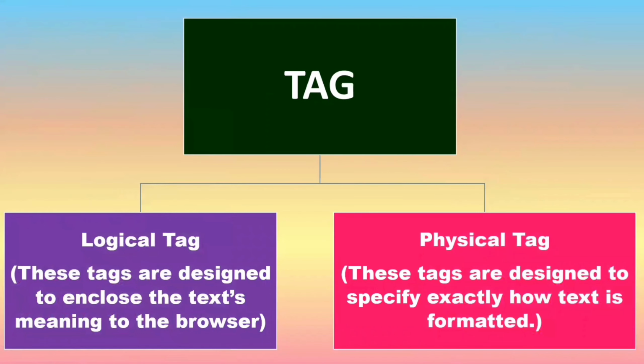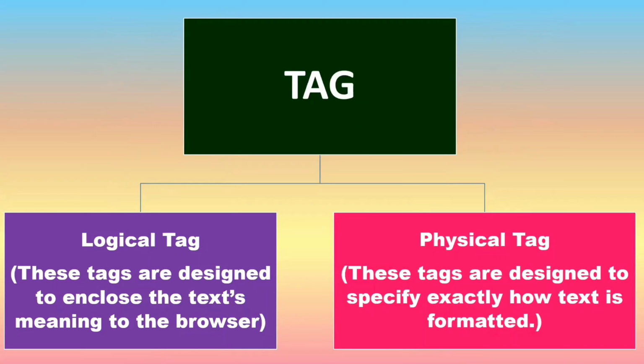Now, there are generally two types of tags. So one is known as logical tag and another is known as physical tag. So what is logical tag? These logical tags are designed to enclose the text's meaning to the browser. So this logical tag is actually associated with the browser, that the action performed by the logical tag actually affects the browser. So you cannot see the change that what logical tag does, but its action is associated with the browser.